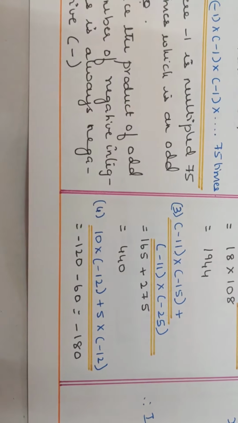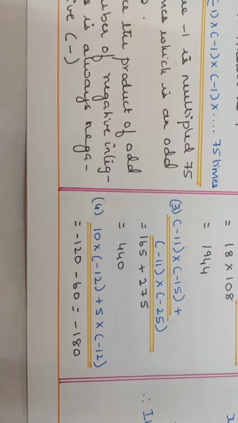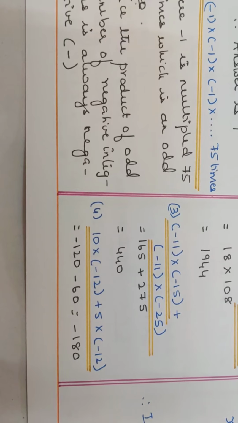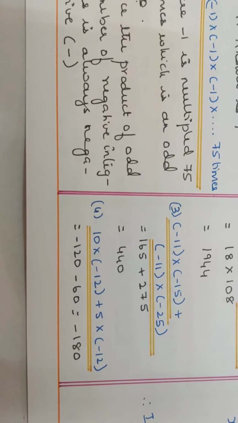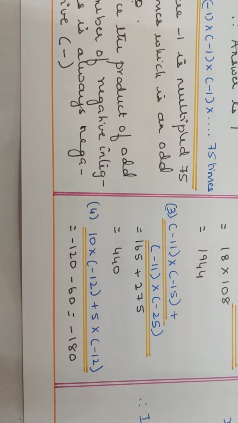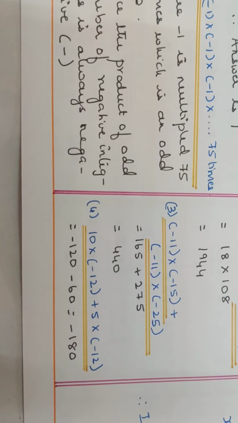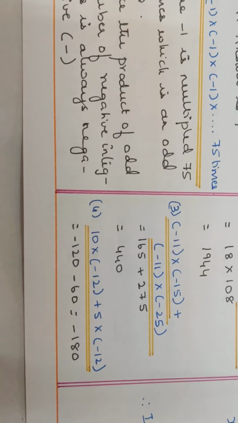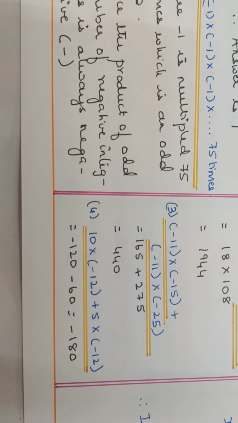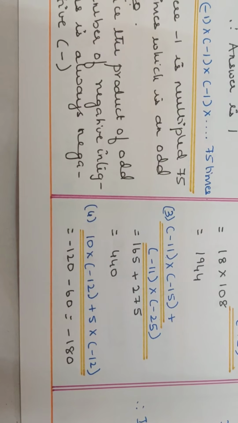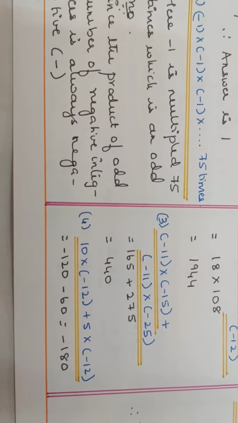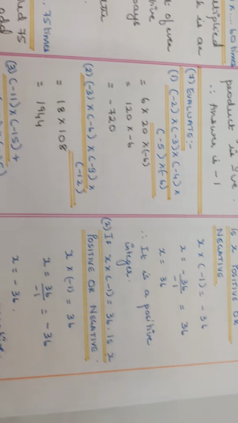10 into minus 12 plus 5 into minus 12. 10 into minus 12, it becomes minus 120, plus into minus is minus, therefore I retain it as minus 120. 5 into 12 is 60, plus into minus is minus, therefore I retain it as minus 60. So minus 120 minus 60 is 180. When you have two negative integers, you just add them and put a negative sign. So therefore the answer becomes minus 180. Let's move on to the eighth sum.